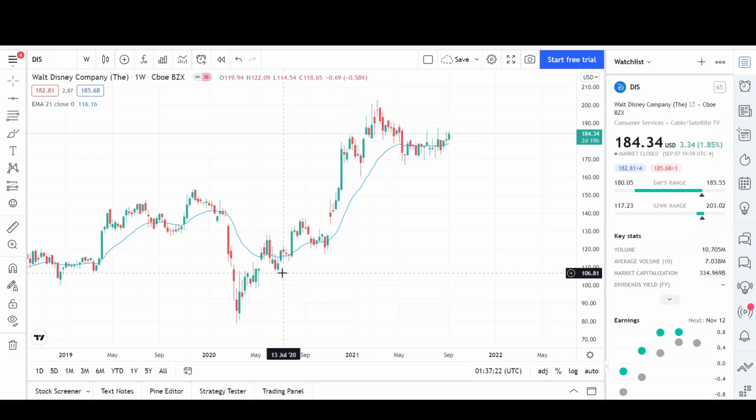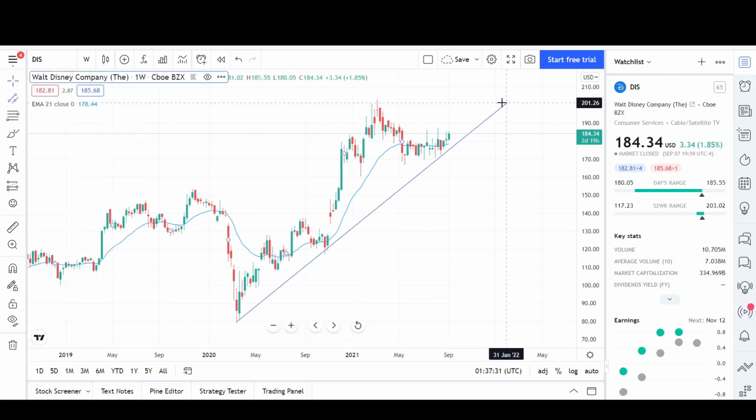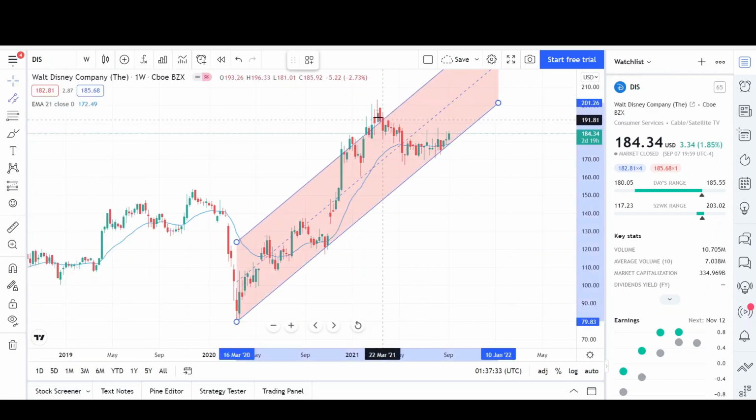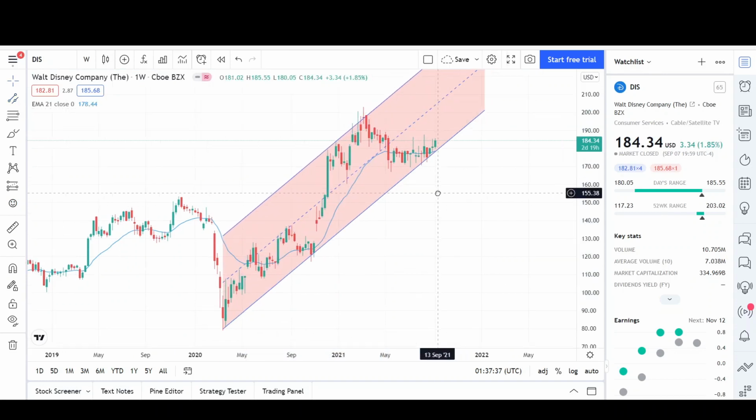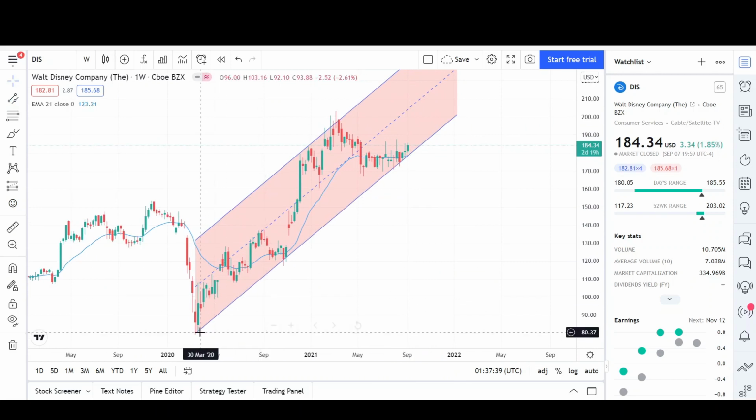So here we have the weekly chart, and we're pretty much in an uptrend since March 2020, so pretty much a year and a half. If I were to put a channel on this uptrend, I would connect the first two swings that I see and drag it up, and this pretty much fits pretty nicely right here. So we're gonna go ahead and believe that this is the channel for the price action.